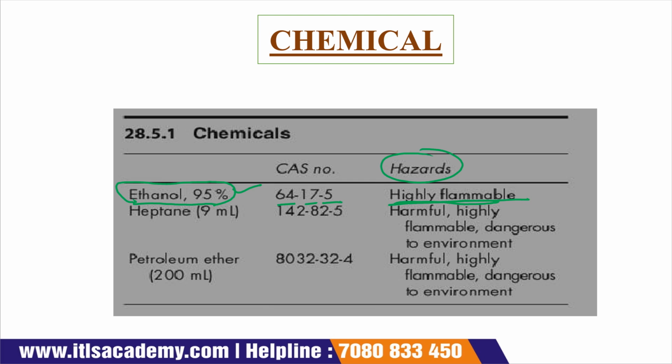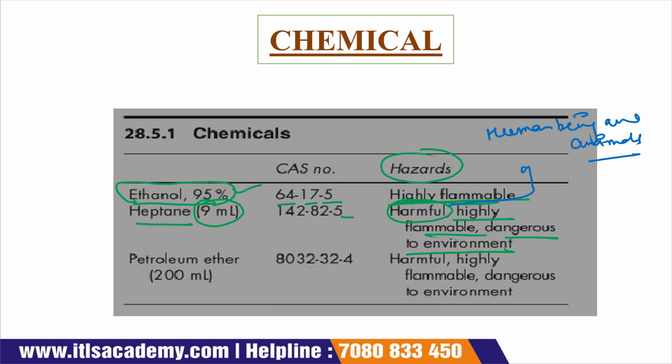Okay, now the next chemical is heptane, and the volume of the heptane will be 9 ml. Case number 142-82-5, and they are what? They are harmful, highly flammable and dangerous to the environment. Now, harmful means it is harmful for human beings and animals. So we have to avoid coming in contact with this type of chemical.